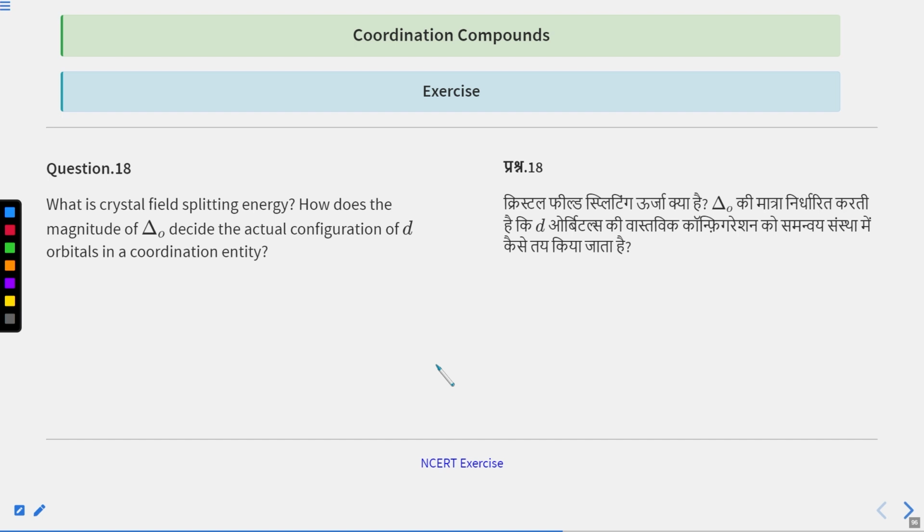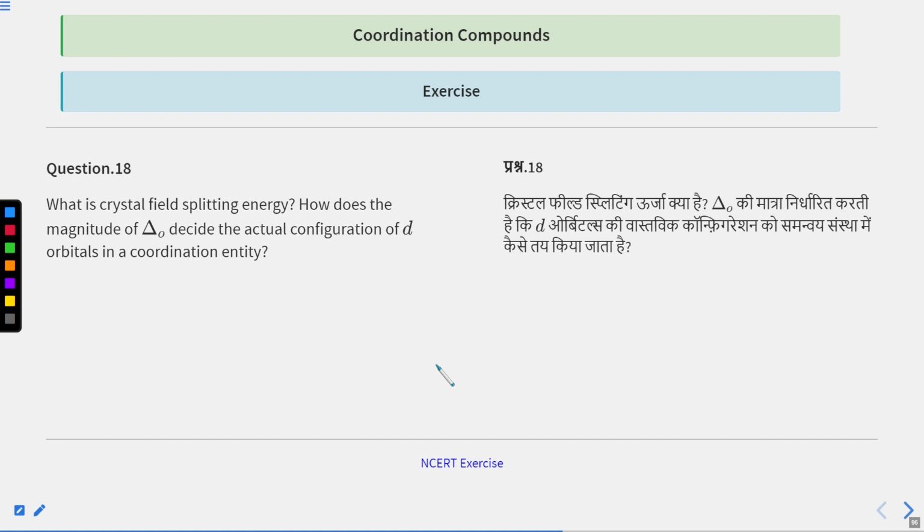So whenever you split orbitals, there is a crystal field stabilization energy that is calculated. You must have calculated it by filling the electrons, multiplying for each of these by 3 by 5 and 2 by 5. So that is the crystal field stabilization energy. Due to splitting, the amount of stabilization that occurs in the coordination compound, or the energy by which the coordination compound is stabilized due to splitting, is called the crystal field splitting energy.